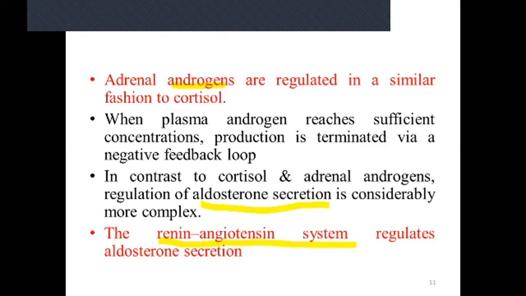So maybe can someone briefly describe what the RAS system is? Who is willing to give us an answer? Okay, Patel, sorry, no, there is no Patel here. Dorothy?